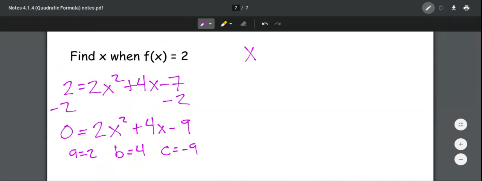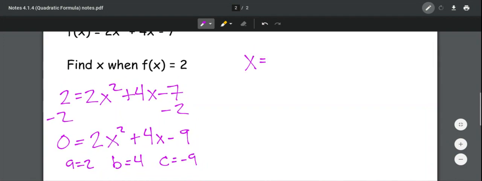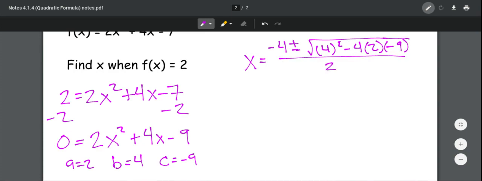So that means x equals opposite of b plus or minus the square root of b squared minus 4ac all over 2a.